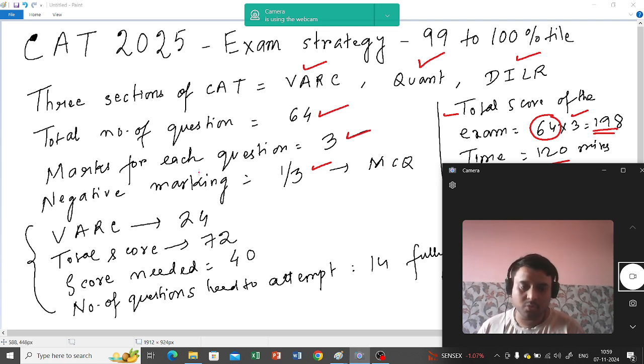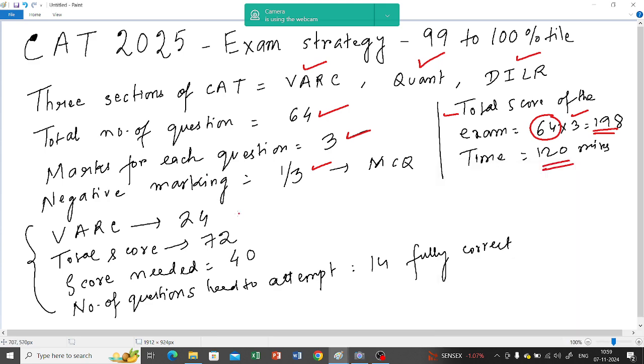So let us see what should be the strategy to answer this VARC section. In VARC you get 24 questions. The total score is 72, and the score needed in this particular section is only 40. You don't need to get 72. You don't need to answer 24 out of 24 questions. You just need to score 40 marks. So the number of questions needed to attempt is 14, fully correct.